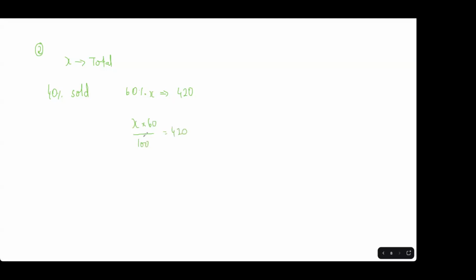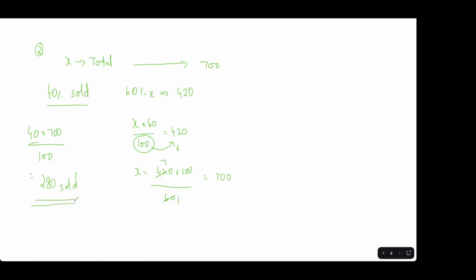Now we have learned equations, or basically you know this thing. 100 will go and multiply on the other side, 60 will come and divide. So X is equal to 420 into 100 upon 60. So 60 into 1, 60 into 7. So how many apples were there in total? 700. Understood. Now how much is sold? 40% is sold. So 40 into 700 upon 100. So how many apples are sold in all? 280 apples.